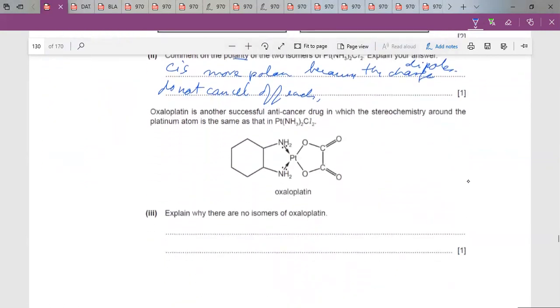Oxaloplatin is a successful anti-cancer drug in which the stereochemistry of platinum is the same as this one here. So it is like cis, trying to here and here. Explain why there are no isomers in this one here. Okay, no isomers. Right, now let's see how the answer is.